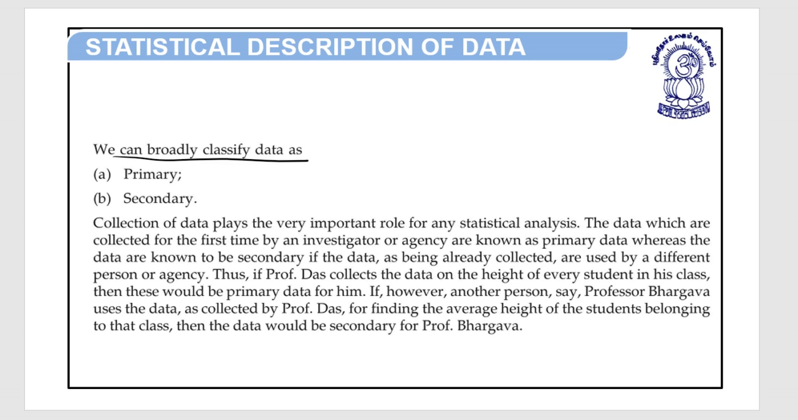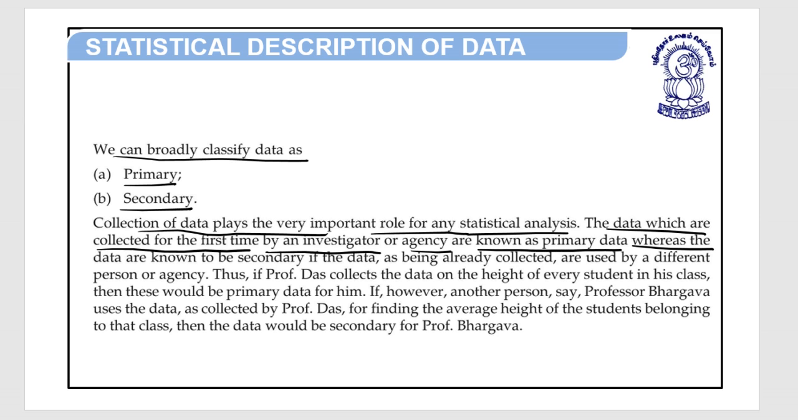We can broadly classify data as primary and secondary. There are two types of data, primary and secondary. Collection of data plays a very important role for any statistical analysis. The data which are collected for the first time by an investigator or agency are known as primary data, whereas the data are known to be secondary if the data already collected are used by a different person or agency.